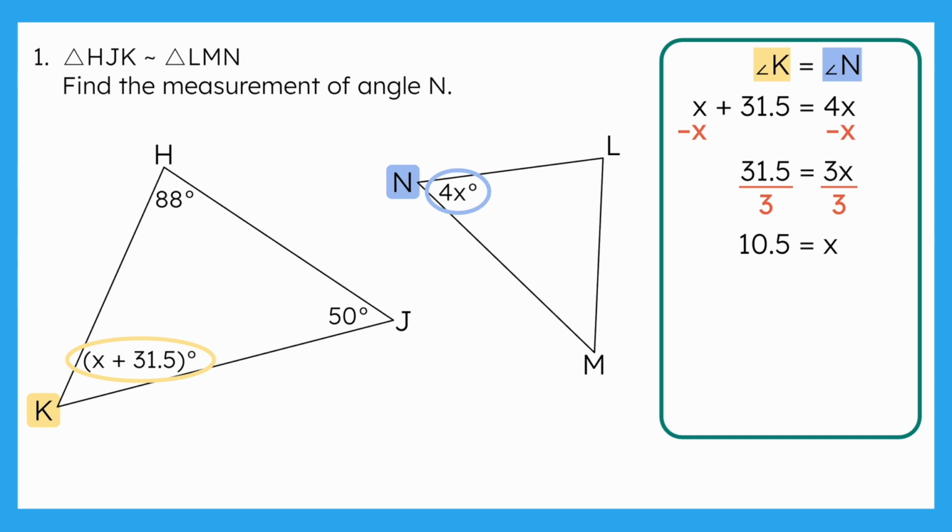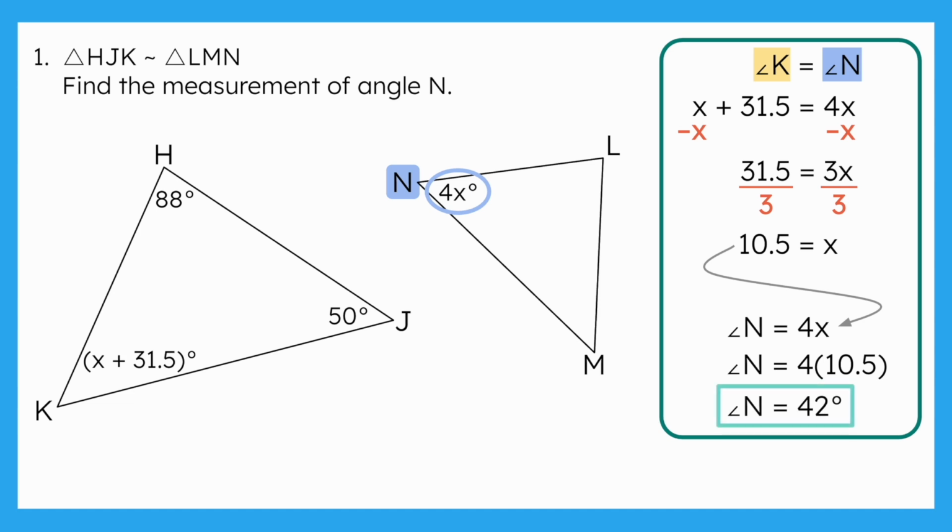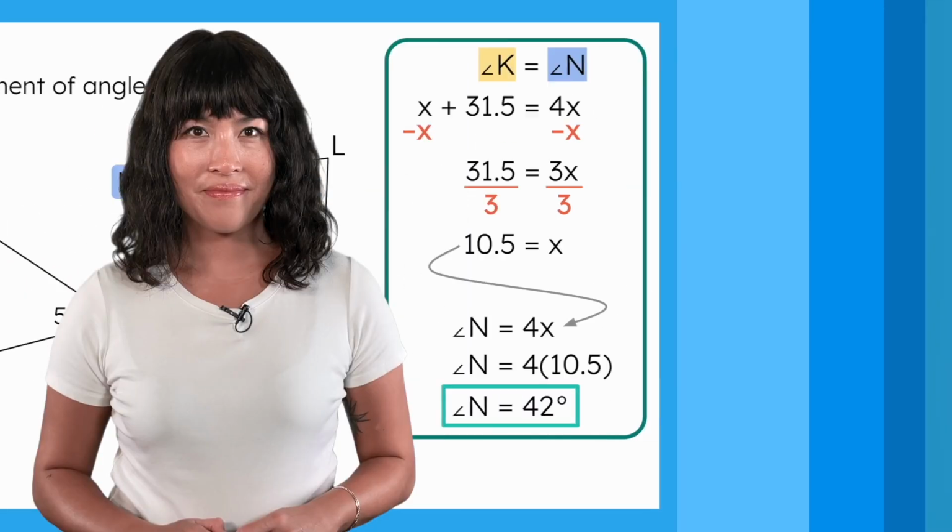Not quite. That's just the value of x. To find the value of the angle, we need to substitute 10.5 into 4x and evaluate. 4 times 10.5 is 42, so angle N measures 42 degrees.